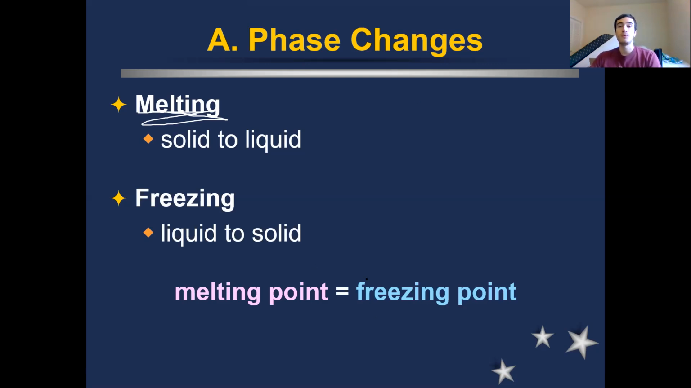So for example, water is probably the most common liquid and solid and gas that we experience on our daily basis in our normal lives. Water has a melting point or freezing point of 0 degrees Celsius, and I use Celsius because in science we stick with the metric system. But in terms of Fahrenheit, that is 32 degrees Fahrenheit.